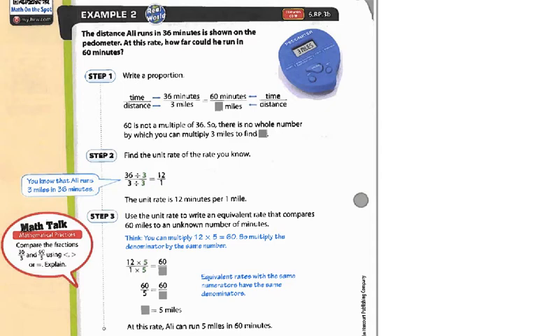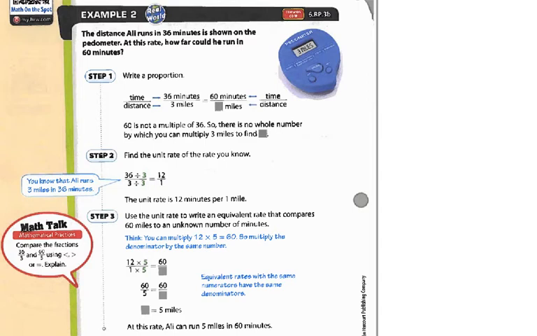Okay, I'm going to look at example 2. The distance Allie runs in 36 minutes is shown on the pedometer. At this rate, how far could he run in 60 minutes?